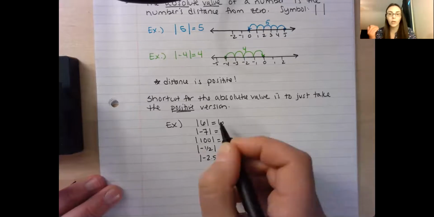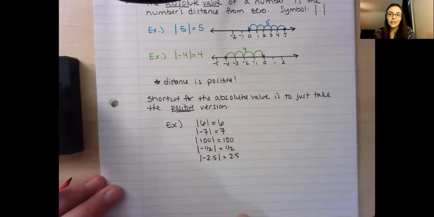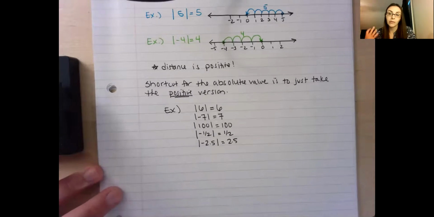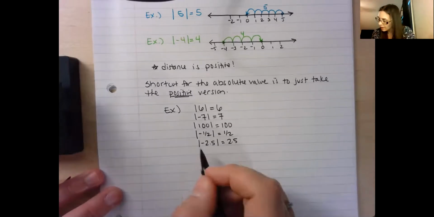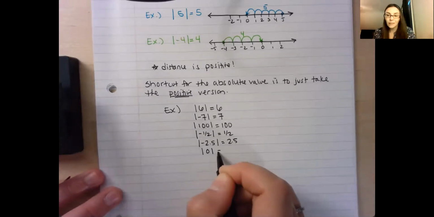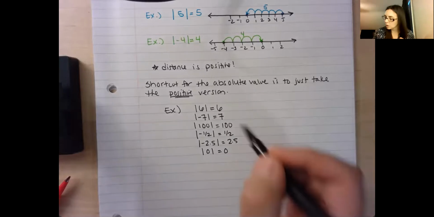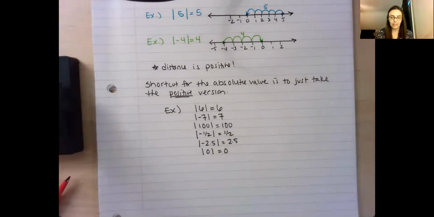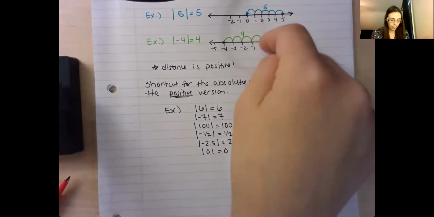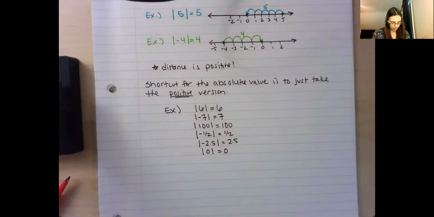So my answer is always positive. The only exception is if you have the absolute value of 0. So the absolute value of 0 is just 0. And remember that 0 is not positive or negative. So you're just going to leave 0 as is. But otherwise, you're always just taking the positive version instead. So that's the shortcut. It really is a distance to 0, but we can use that shortcut here to help us get our answers a little bit quicker.